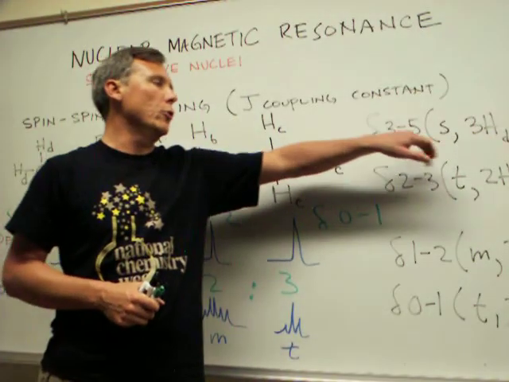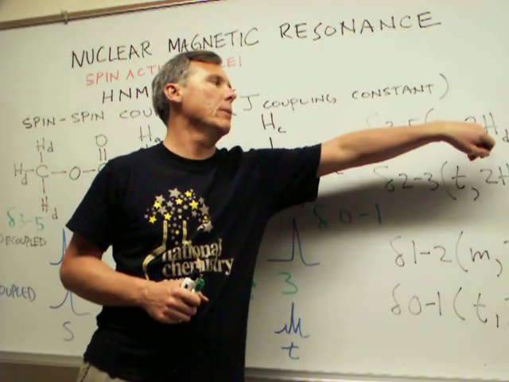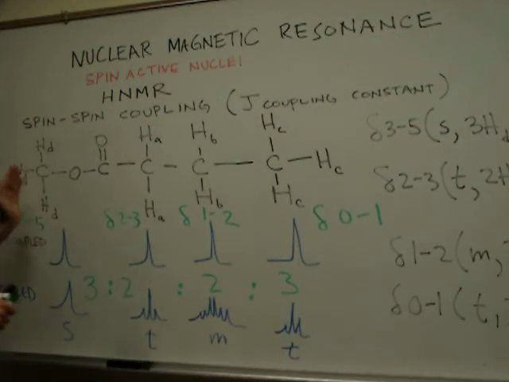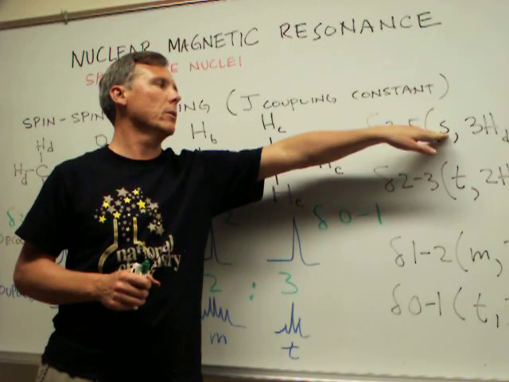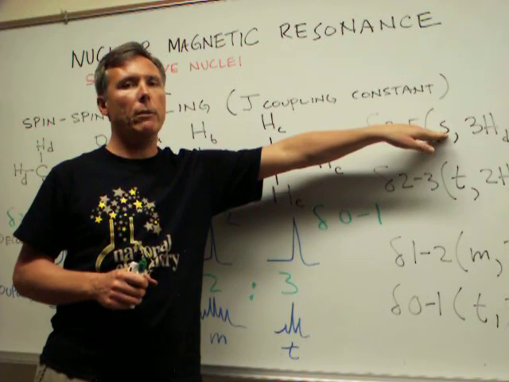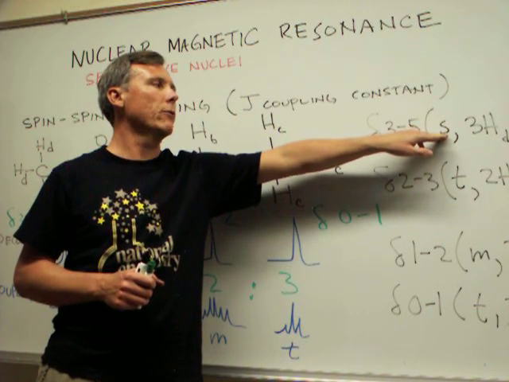Again, the data tells you the address, how many neighbors you have, and how many protons reside in your home. Address, how many neighbors. If you appear as a singlet, means you have no neighbors. 0 plus 1 is 1 for a singlet.